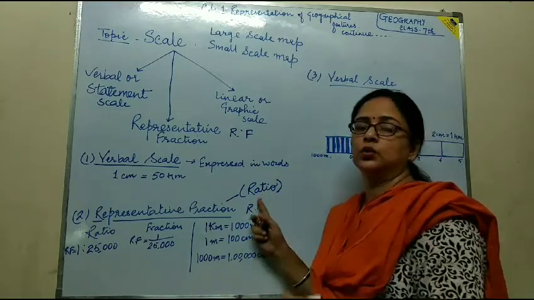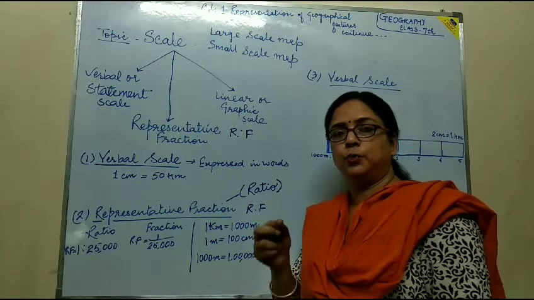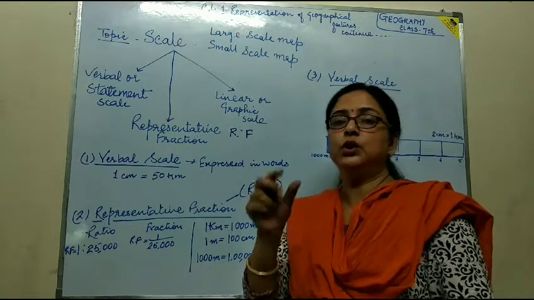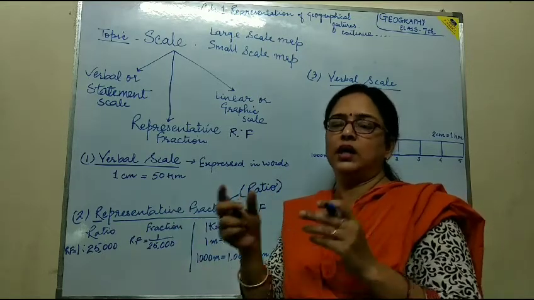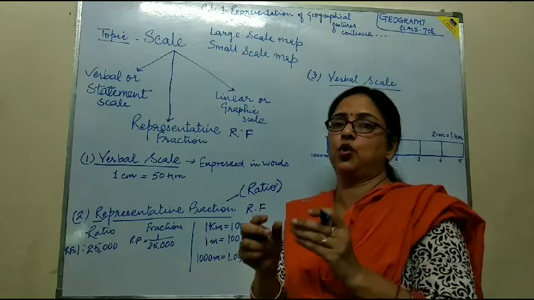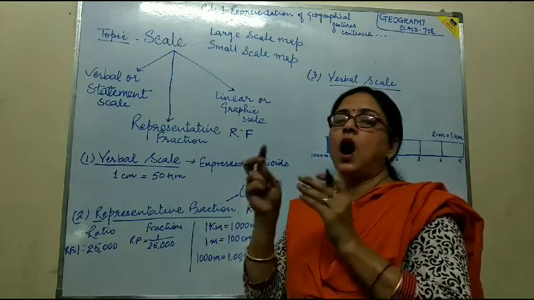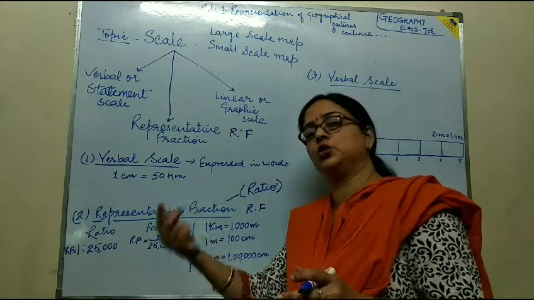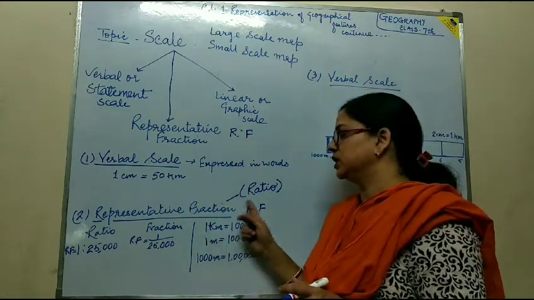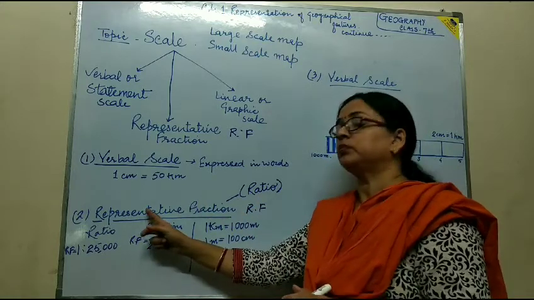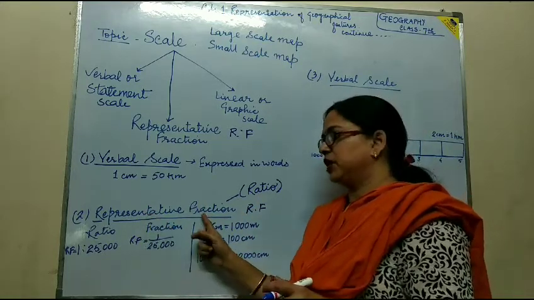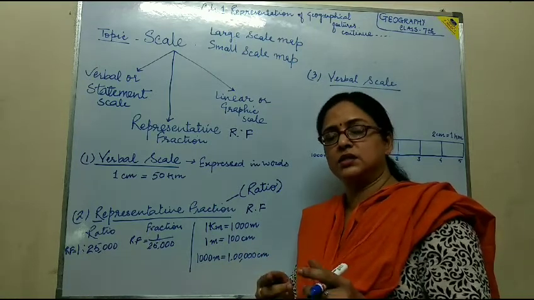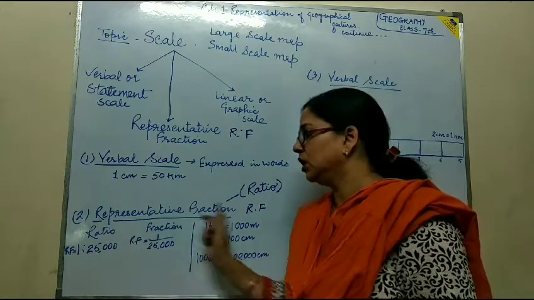First let us know what the word ratio is. Ratio, in mathematics, you already read. Ratio is the relation of two quantities, or in other words, ratio is the relation of two numbers, that how much bigger the first number is in comparison to the other one. So in representative fraction, it represents the ratio of the map distance in comparison to the ground distance.